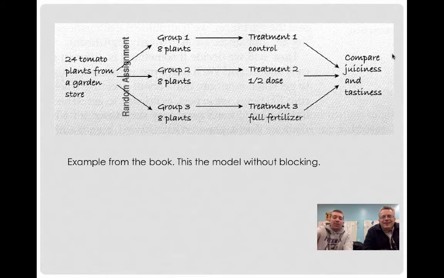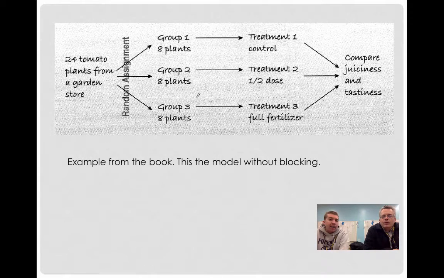All right. So here's a quick example from the book. We saw this in class. This is the map of our tomato plants that are grown from a garden store. We split the 24 into 3 groups, just randomly assigning plants to each group. There was a control group, a half-dose group, and a full fertilizer group, and then we compared the results. The factor was fertilizer, and there are 3 levels: no fertilizer, a half dose, and a full dose. And then we compare.